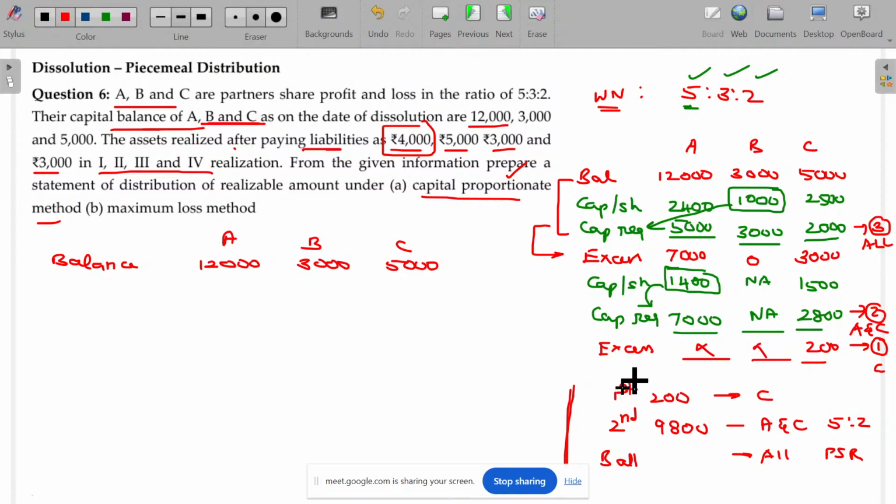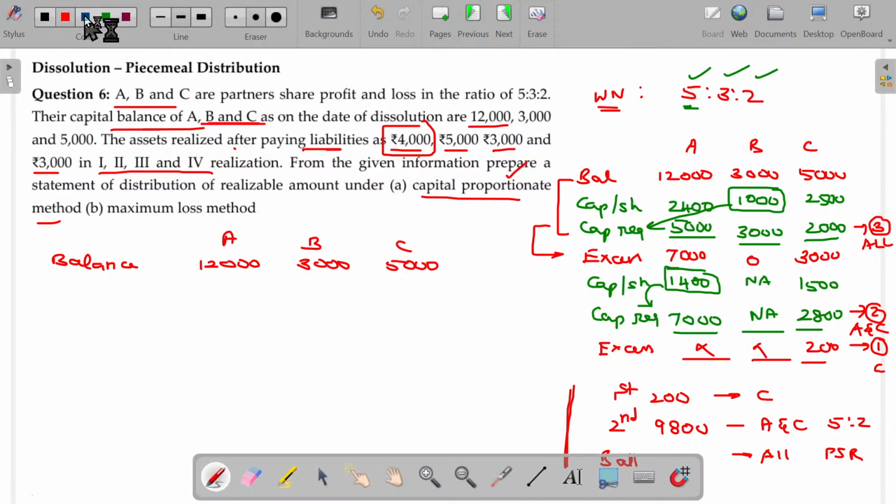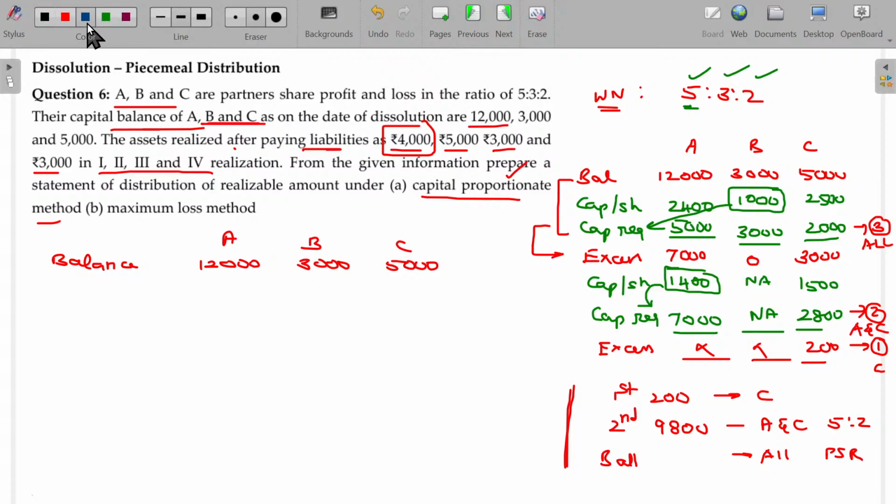Let's start this. First realization being 4,000. First realization 4,000 is for whom? For C alone, 200 has gone. Again, we have 3,800. Now finish up paying this 200 first of all to C.